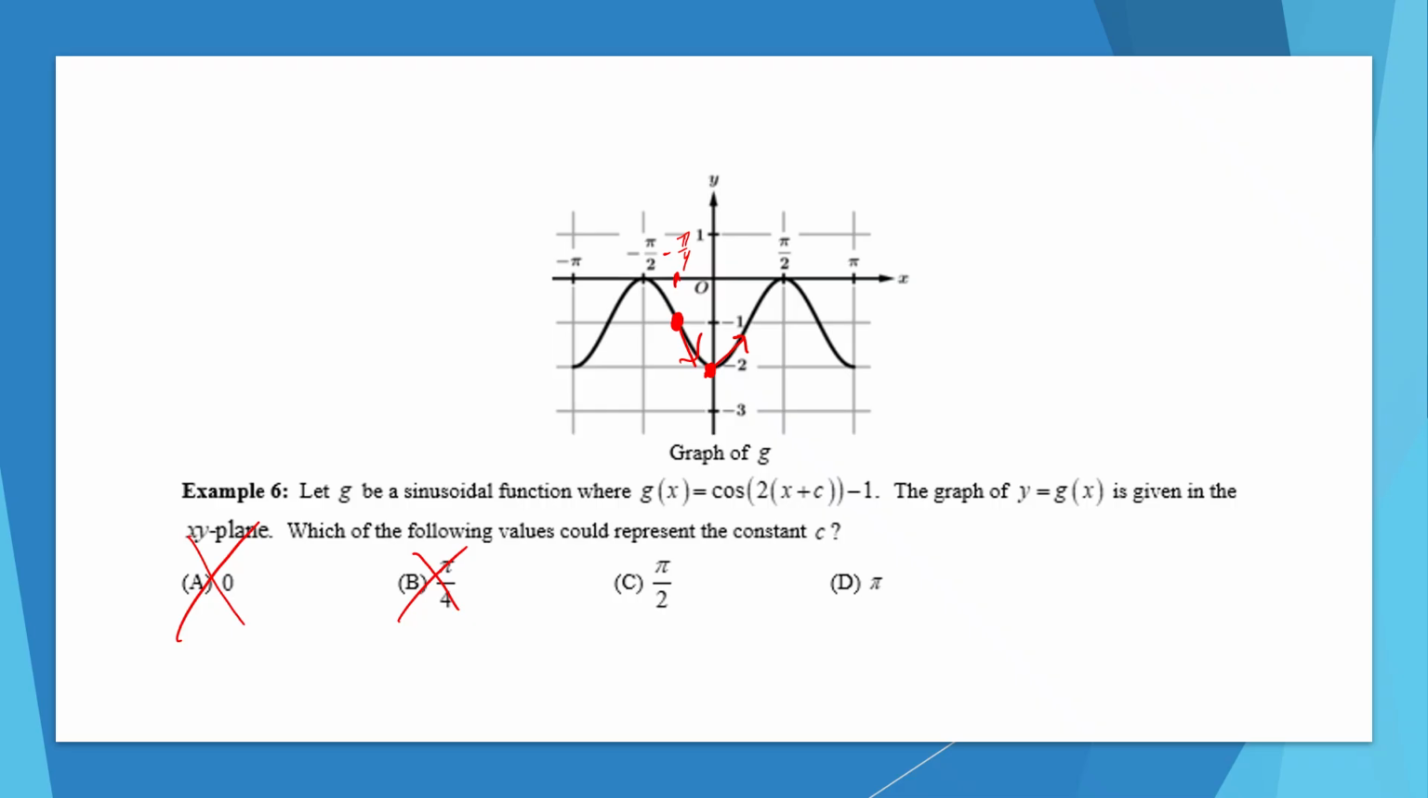So this is moving pi over 2 units to the left. That's going to be right here. And here we are at a maximum and we are going down. So this one absolutely works. C is the correct answer.